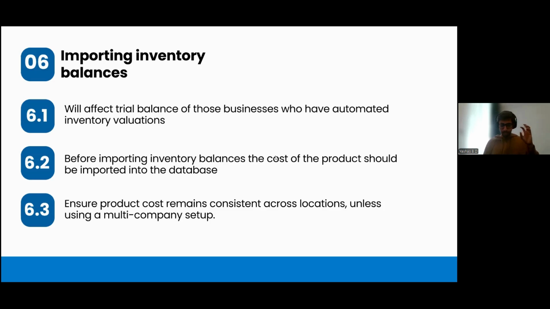Because if you observe, in Odoo the costing is at a company level. If it's a multi-company environment, each company will have its own costing. The same product in multiple companies can have its own cost, but within the company, it is mandatory to have the same cost across all the locations. It cannot be that one location has one cost and another location has another cost, because my total valuation will mismatch, at least for the closing balances. So we have to make sure the product cost is consistent.